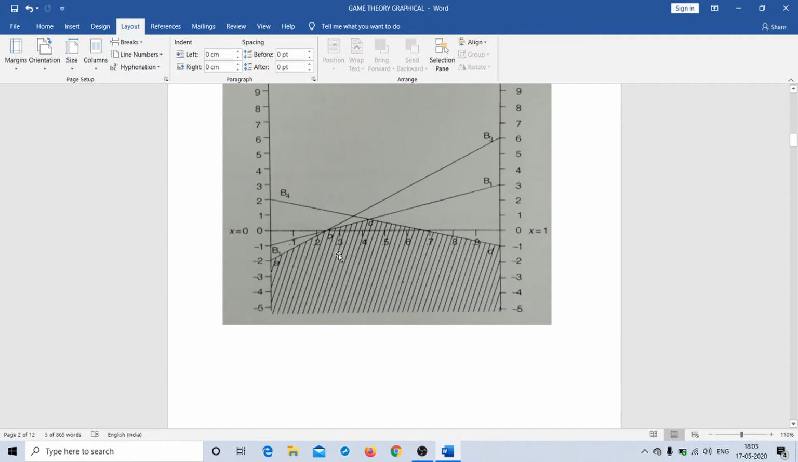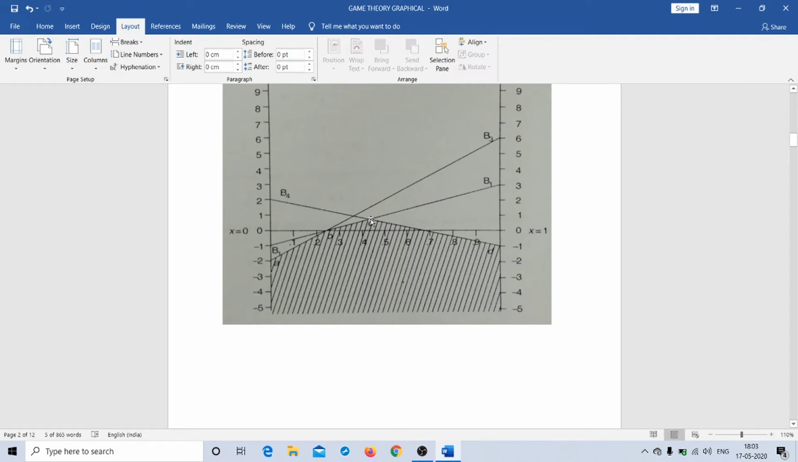I repeat, since player A is maximin type, we identify the highest intersection point in the lower boundary. So this is the lower boundary which covers all the lines that you have drawn in this graph, that is the three strategies of player B. Now in this particular shaded region, you are going to identify the highest intersection point, which is this.